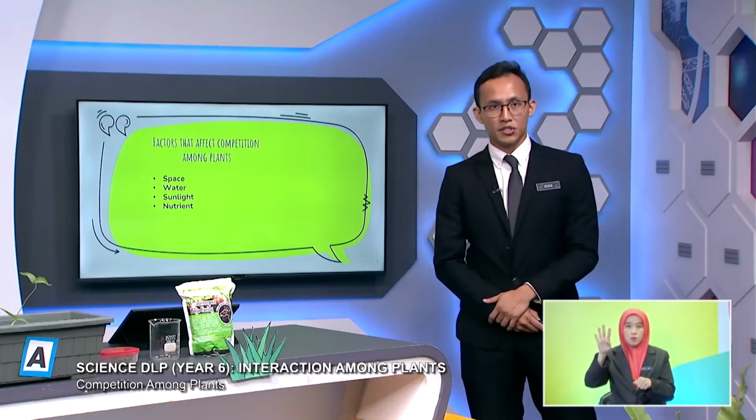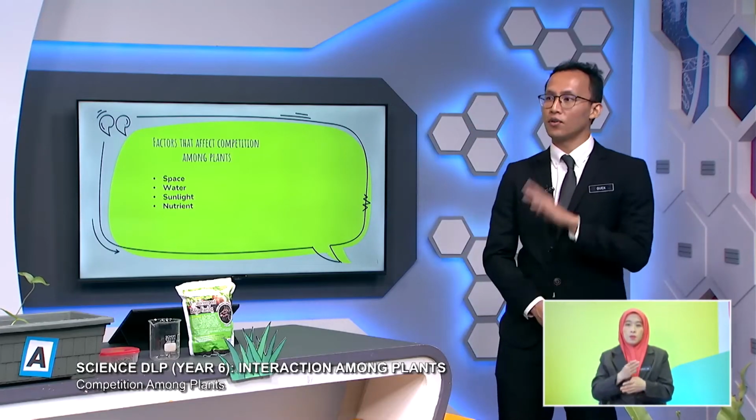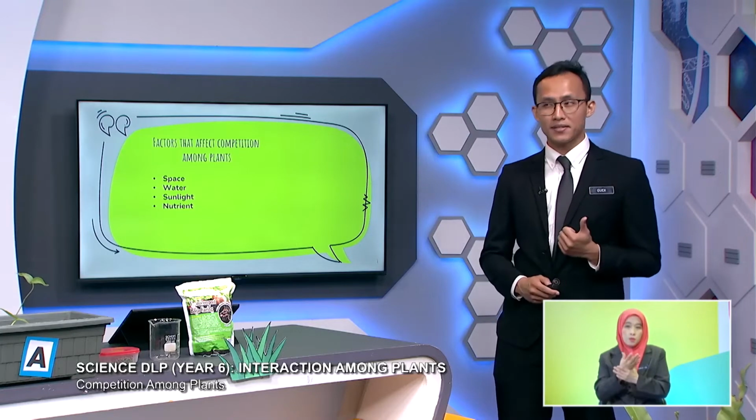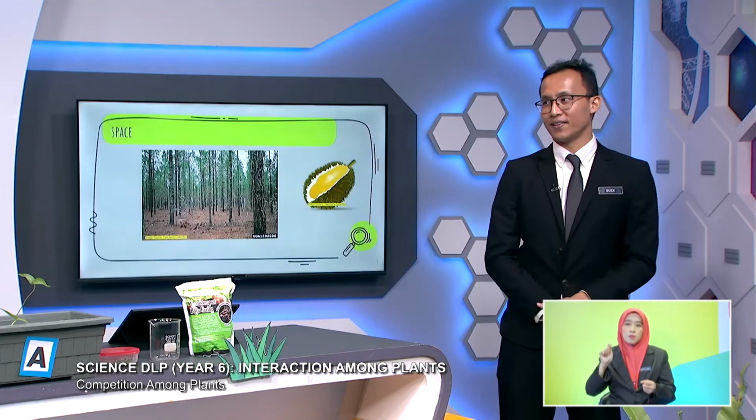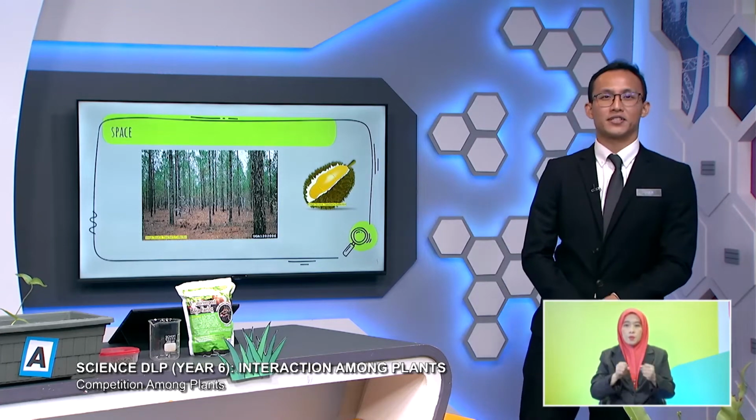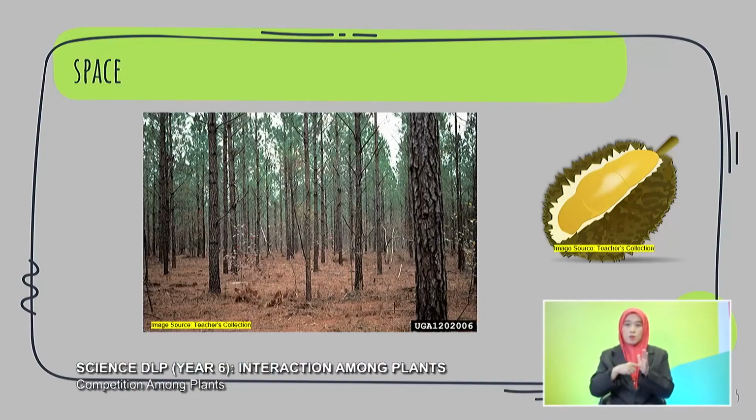All right, so for the factors that affect competition between plants, there are altogether 4 of them. The first one is space, the second one is water, the third one is sunlight, and finally, nutrient. So I'll go straight to the point, all right? For space, look at this picture. What do you see?